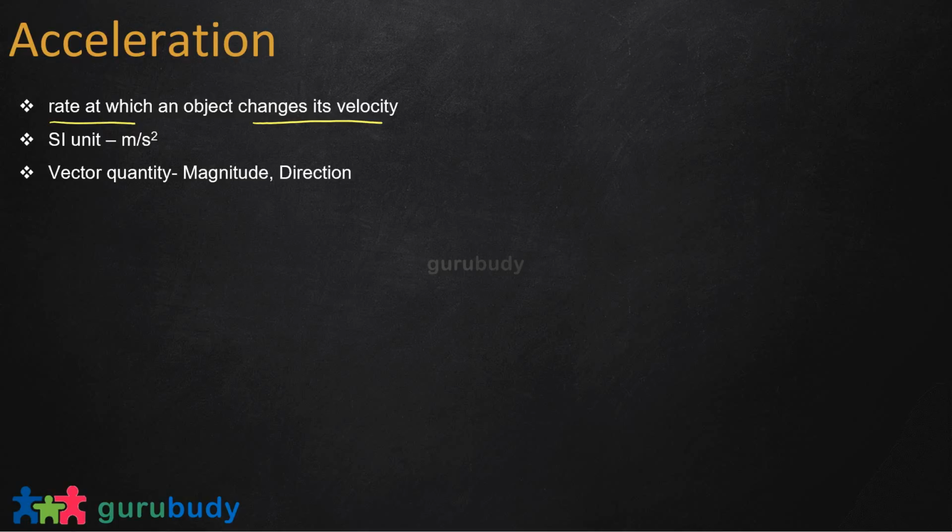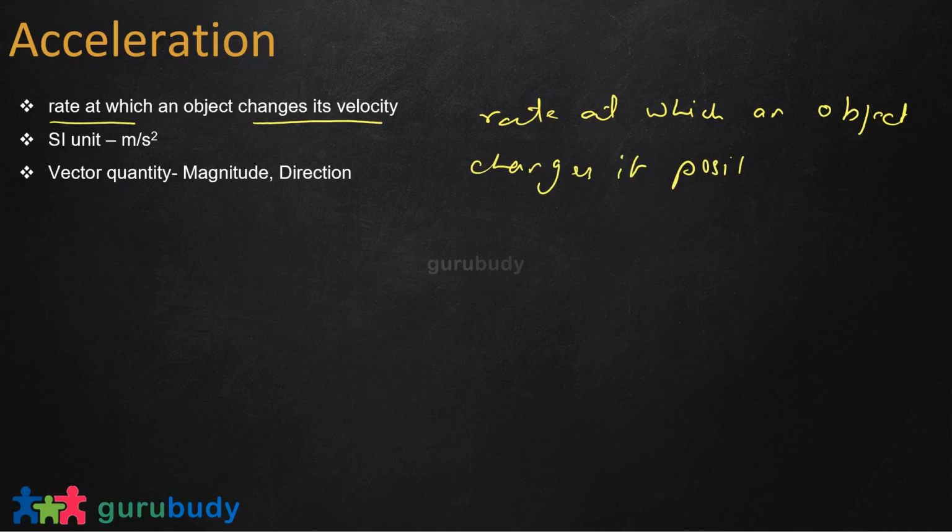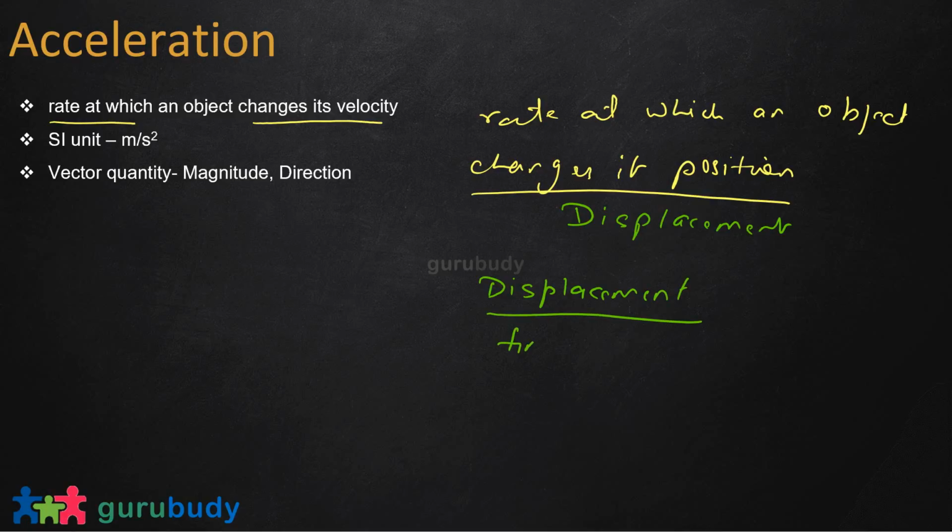Now, I would like you to revise what we have learned about velocity. So, velocity was what? Rate at which an object changes its position. So this change in position was what? This was displacement. So velocity is basically, if I want to speak at a high level, displacement upon time. So that was velocity.